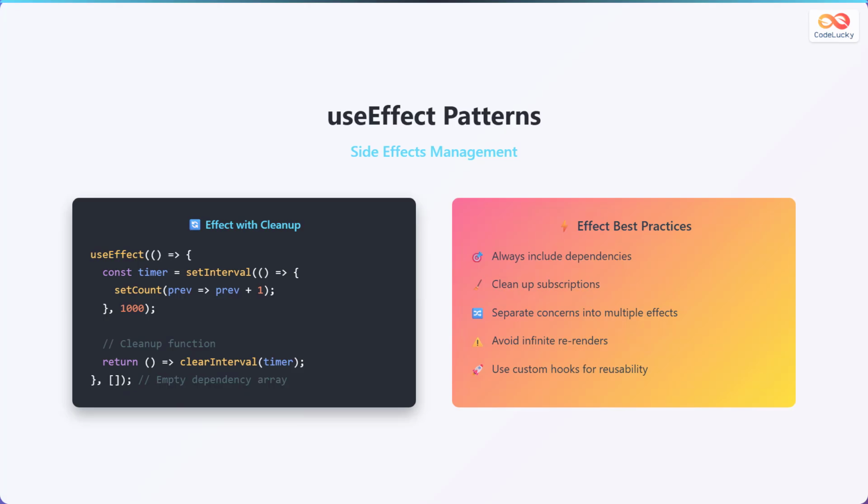First, always include dependencies, which means specify all variables the effect uses. Second, clean up subscriptions, which means clear timers and event listeners to prevent memory leaks. Third, separate concerns into multiple effects, which means each effect should do one thing. Fourth, avoid infinite re-renders, which means be careful with dependencies that can cause infinite loops. Fifth, use custom hooks for reusability, which means extract effect logic into custom hooks.